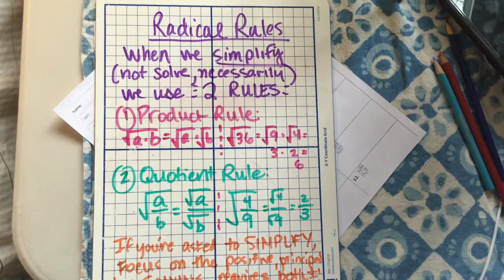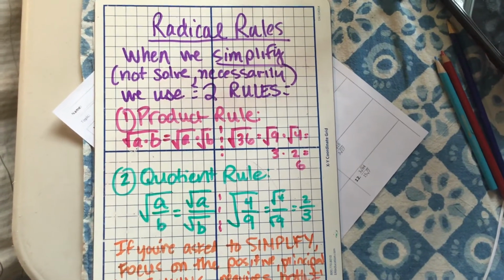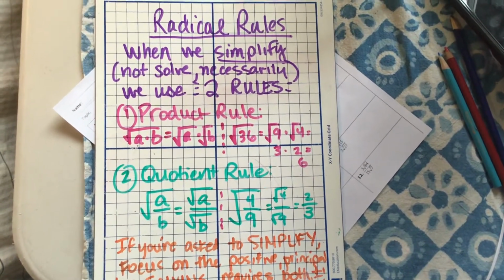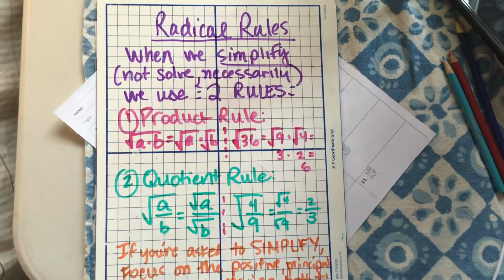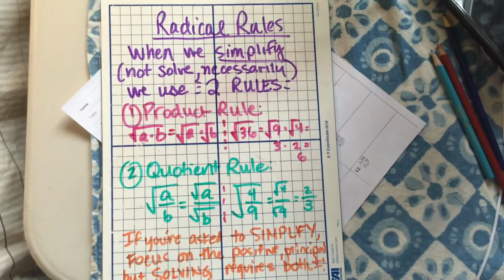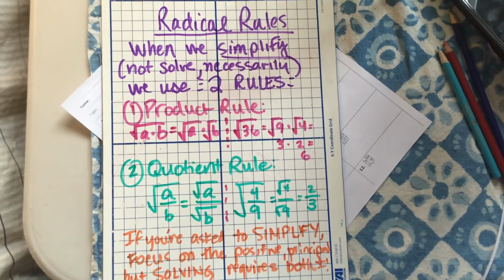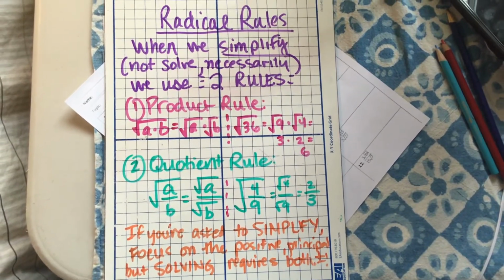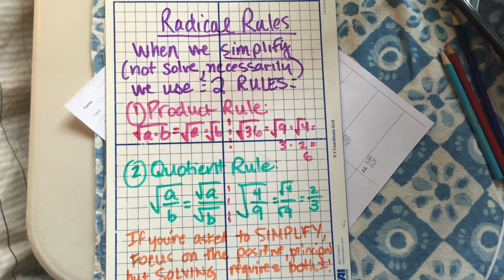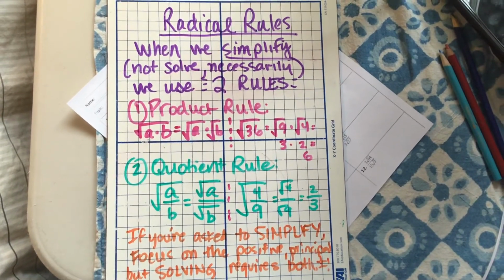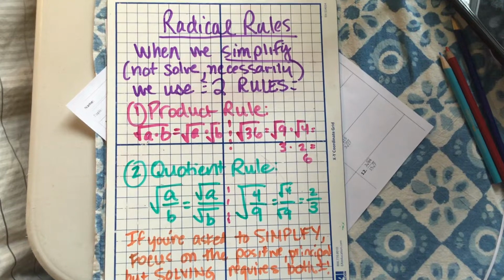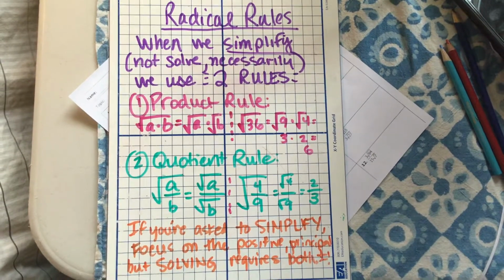When we simplify radicals, so simplify is different from solve. So it's really important to distinguish between those two words. When we simplify radicals, we use two rules. We use the product rule, where the square root of a times b equals the square root of a times the square root of b.